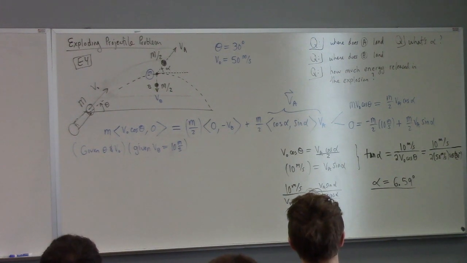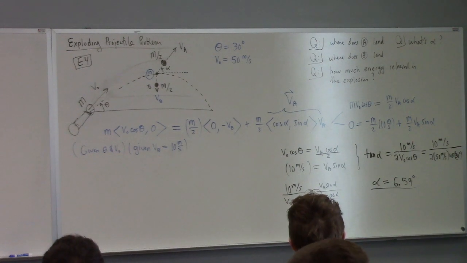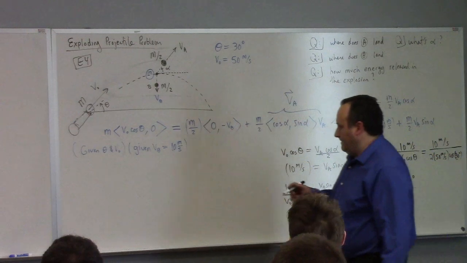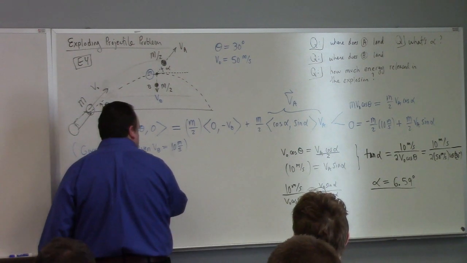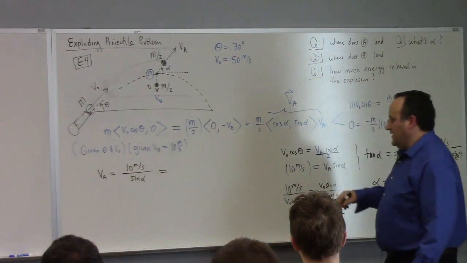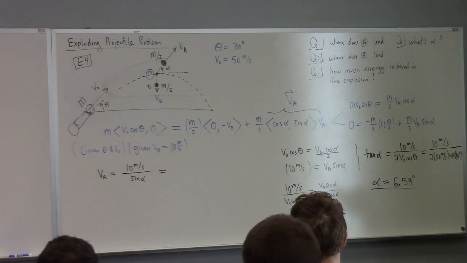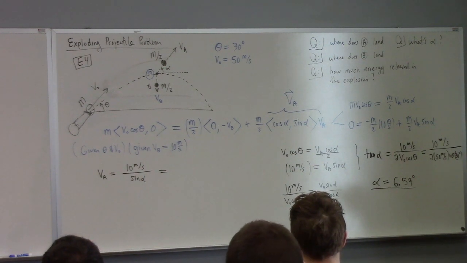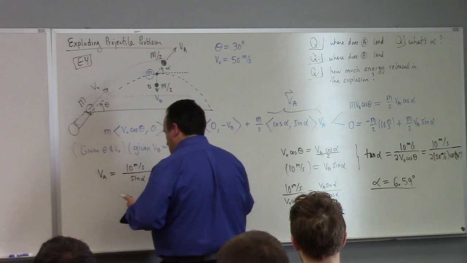I think that might make sense. Let me think about it. Well, I guess I won't know for sure until we calculate the VA. What's VA going to be then? VA is equal to 10 meters per second divided by sine alpha, right? I'm solving this equation here for VA. So take the sine of that, divide by 10, invert that thing. I get 87.18 meters per second for VA.